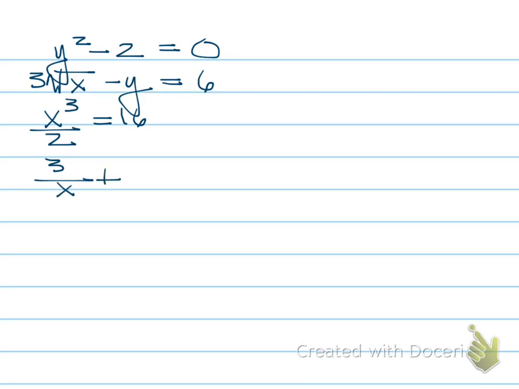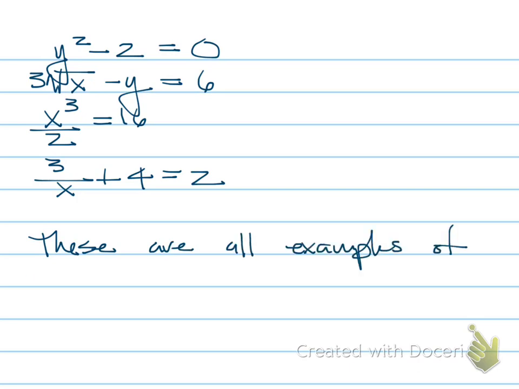These would be examples of non-linear equations. The first equation has a y to the second power. The second equation has the square root of x, which is the same thing as x to the 1/2 power. The third equation has x to the third power. And the last equation has 3 over x, which is the equivalent of 3x to the -1 power. So these are all examples of non-linear equations.